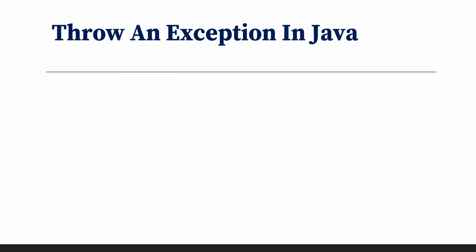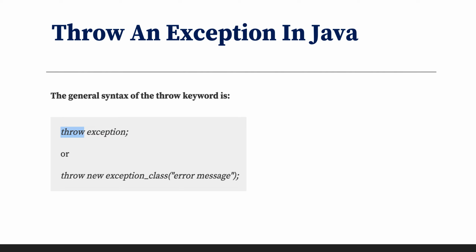So there is also a throw statement available in Java to throw the exception explicitly and catch it. So let us see how it can be used. This is the syntax of using the throw keyword. We can use throw and then exception, or we can say throw new some exception and some message. This is useful when we want to throw an exception explicitly.